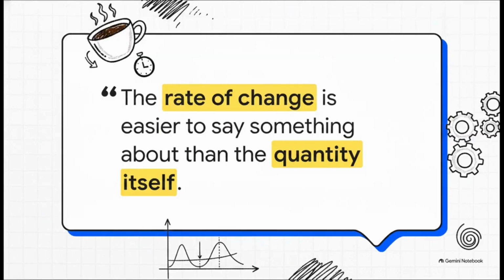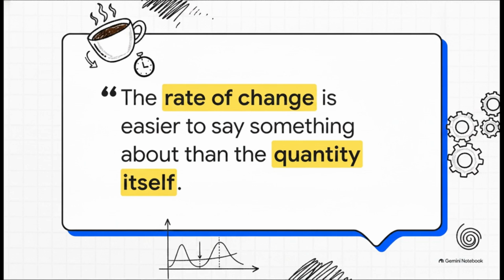I absolutely love this quote from Dr. Trefethen-Bassett. He says, "The rate of change of a quantity is easier to say something about than the quantity itself." Think about that for a second. If I hand you a piping hot cup of coffee, you probably don't immediately know the mathematical formula for its exact temperature at, say, minute 37. But basic physics easily gives us the rules for how fast that temperature is dropping at any given second. We just model the change, and the math automatically reveals the final destination.